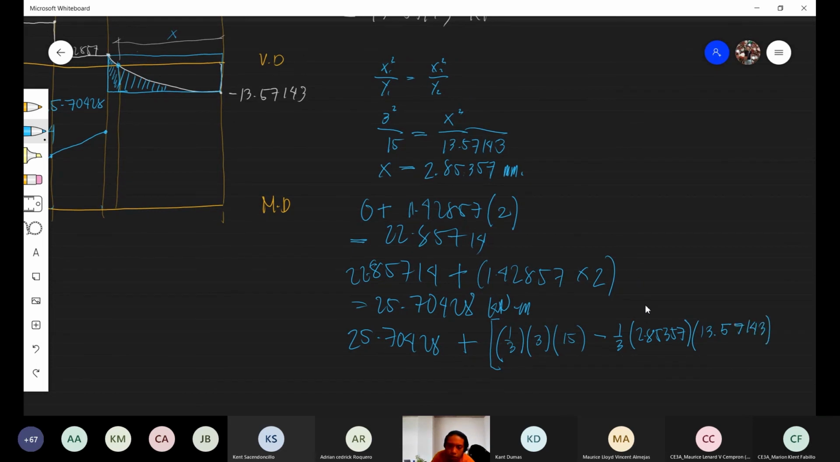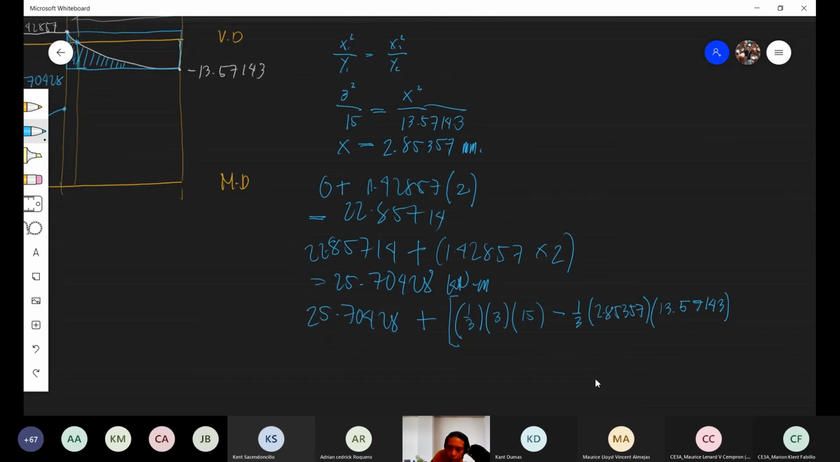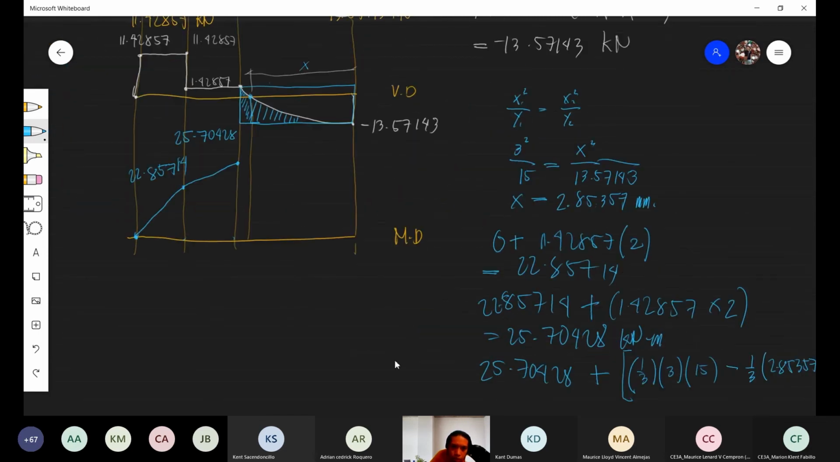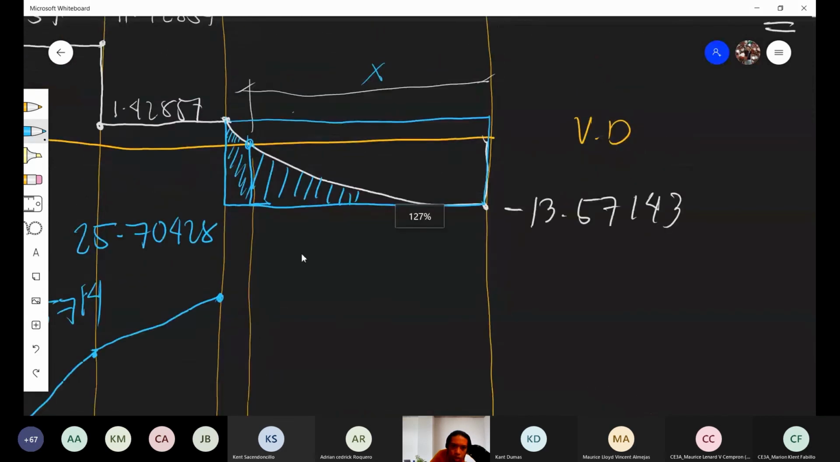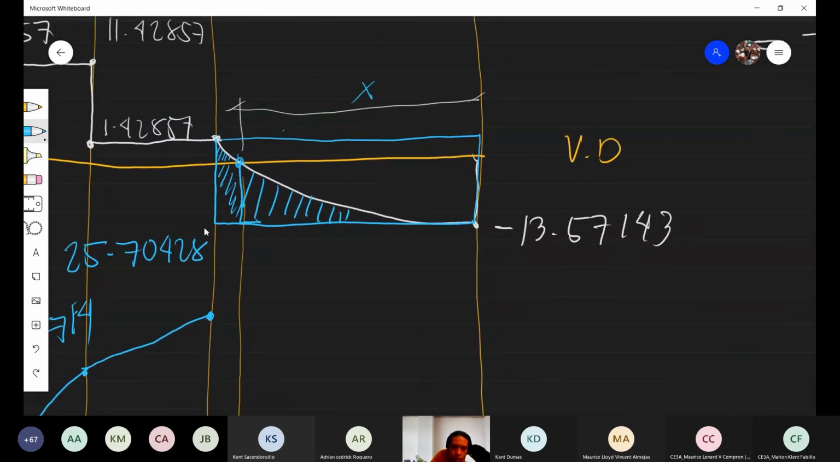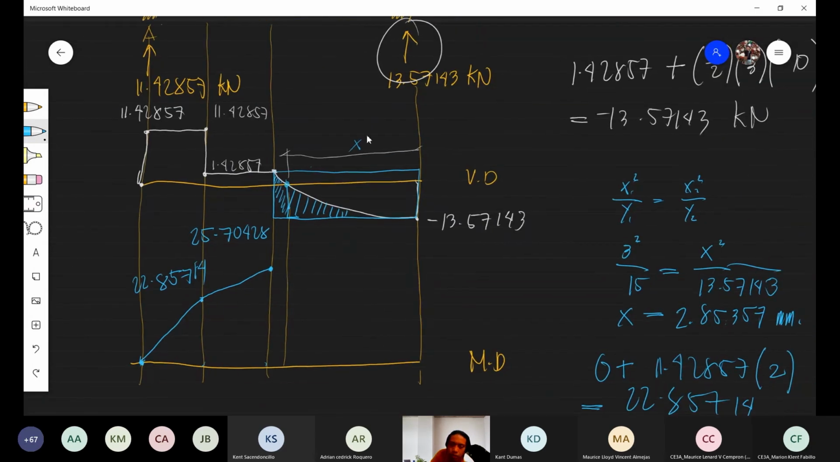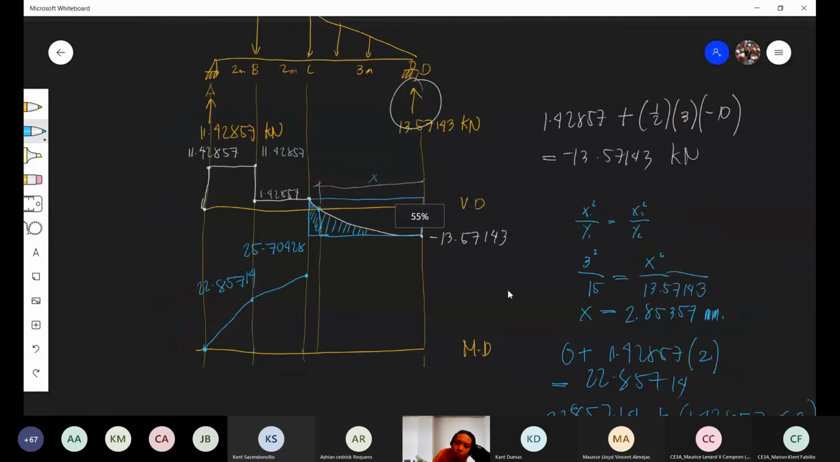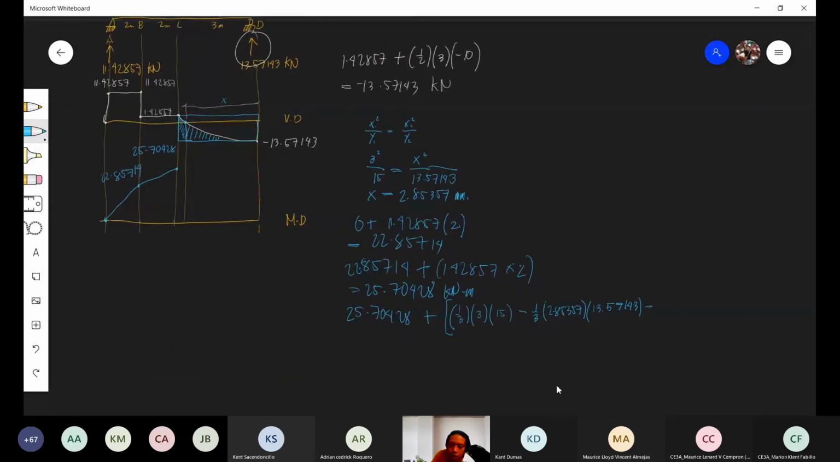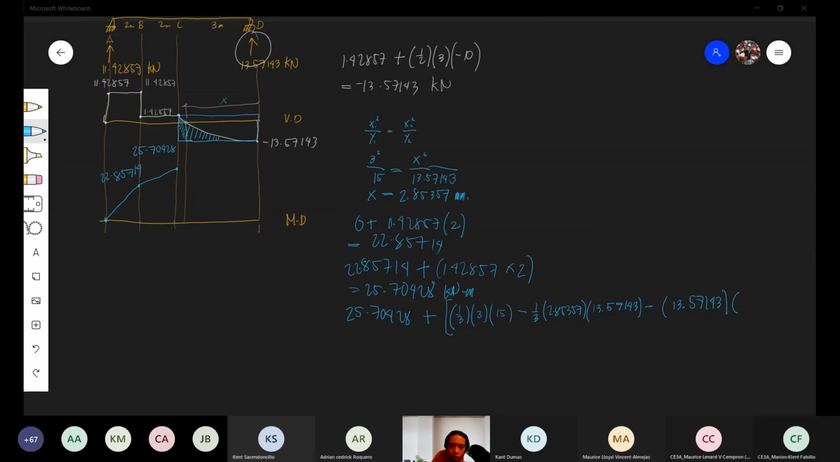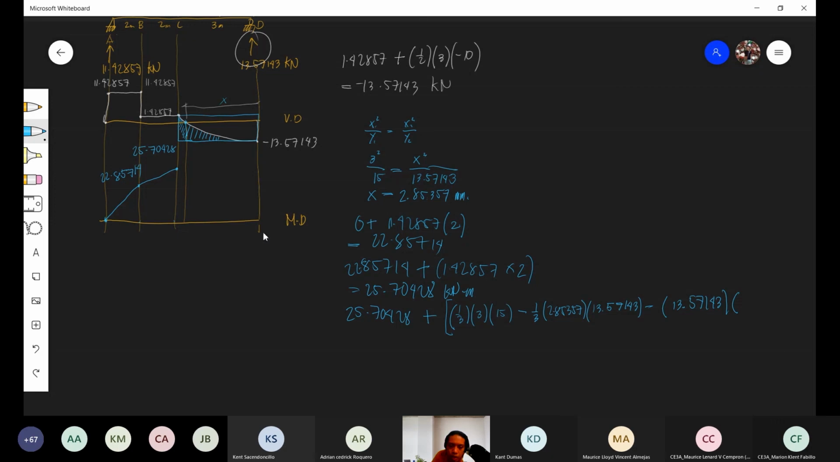7.143. Okay? Then we subtract the rectangle. What's the dimension of the rectangle? Its height is 13.57143, and its distance is 3 minus the value of x. So the height is 13.57143, and the width is 3 minus x.